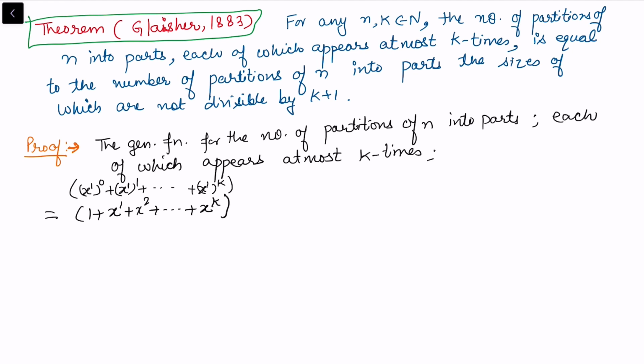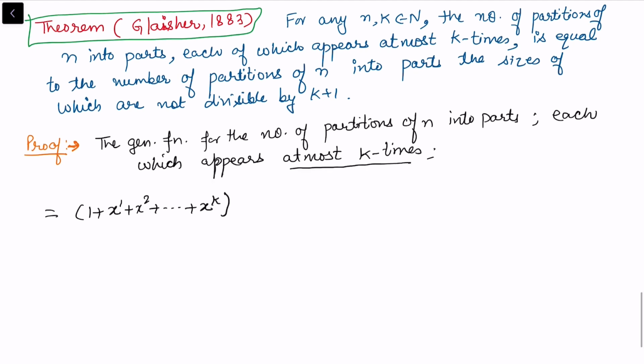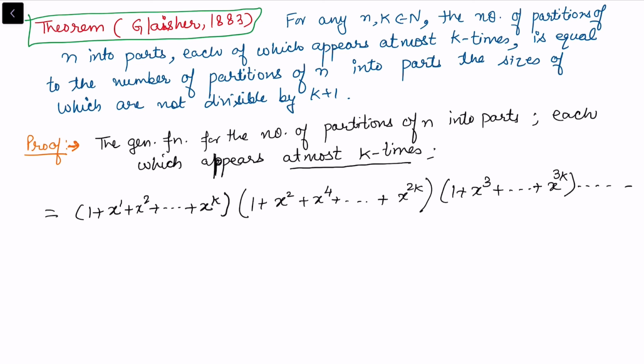We cannot take it as infinite because the appearance is at most k times. So this is how I have written the first case. And now let me write the second case. The part 2, then x to the power 4, and then the part 2 can come k times. So this means the last term will be x to the power 2k. Similarly the part size 3 can come k times, so x to the power 3k. And this way the terms will go on.